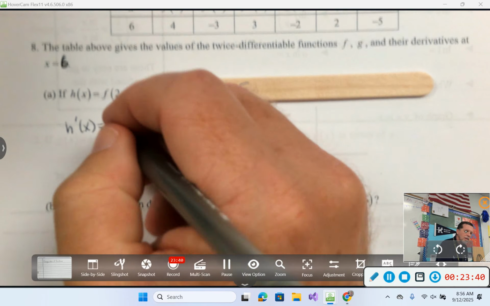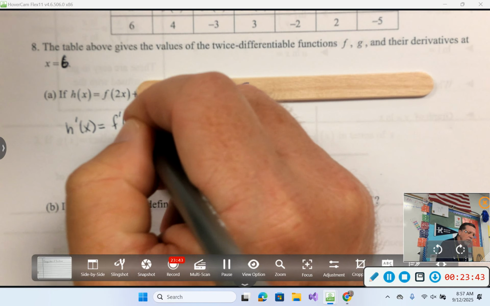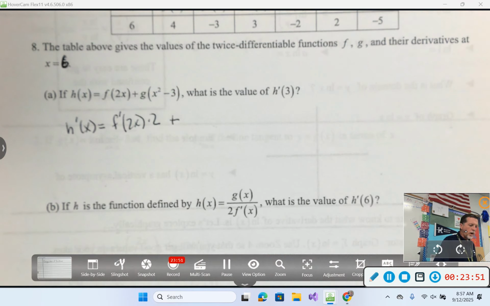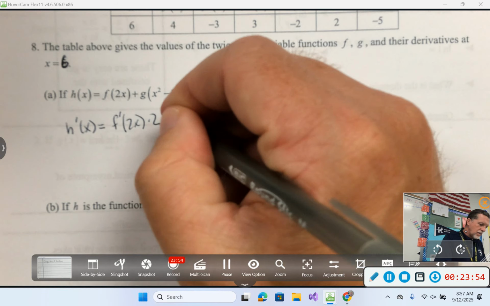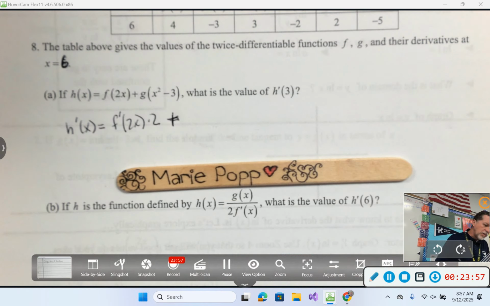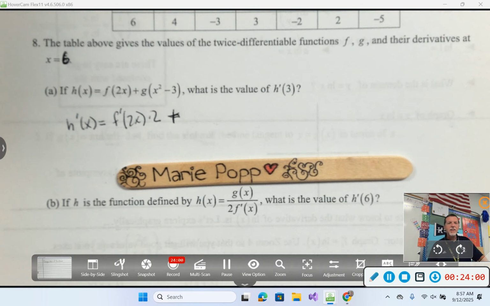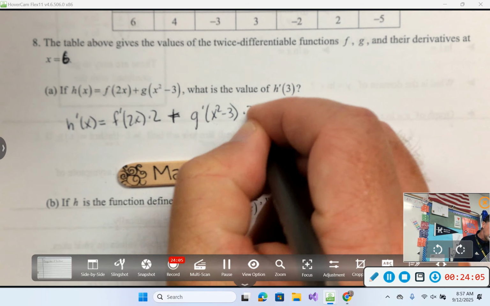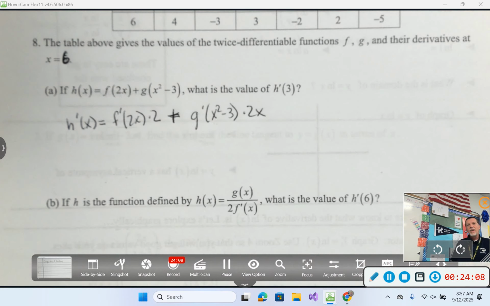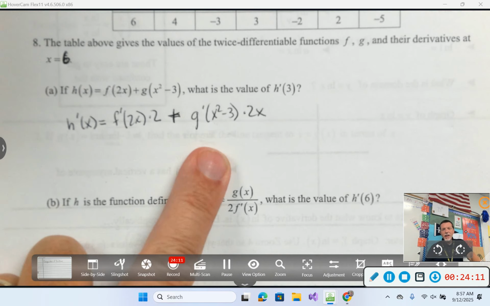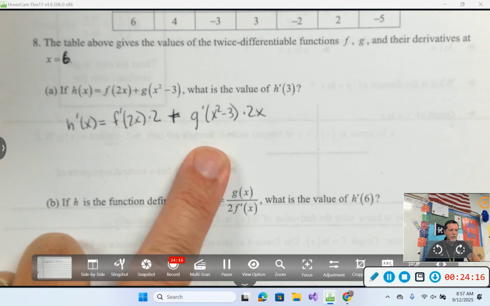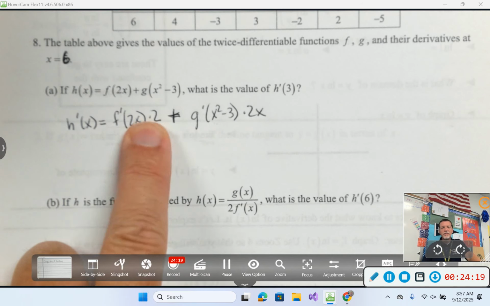F prime of 2x times 2. Very nice. F prime of 2x times 2. Chain rule. All right, Braden took the hard one. So, Marie, you can kind of follow that example. What's the derivative of g of x squared minus 3? Very nice. Chain rule. And kind of a weird chain rule because we don't know what f and g are, but we do know what's on the inside. So it's like one symbolic derivative, f prime and g prime, and one actual derivative, 2 and 2x.